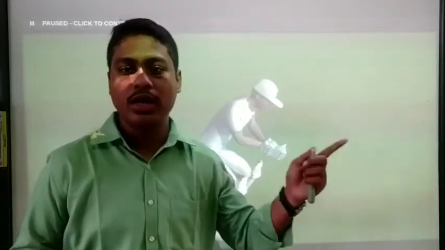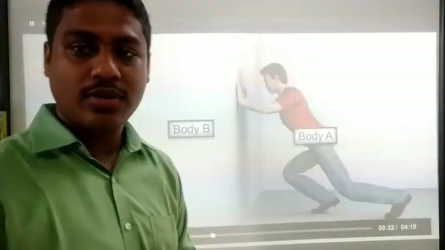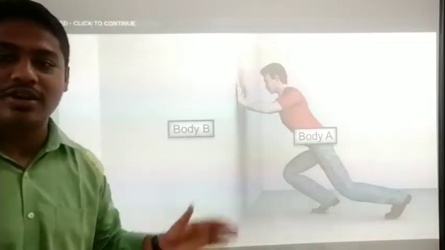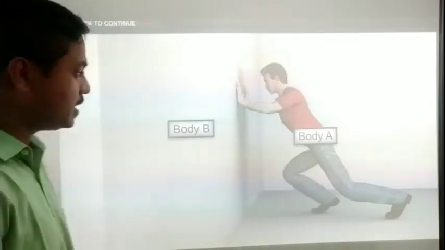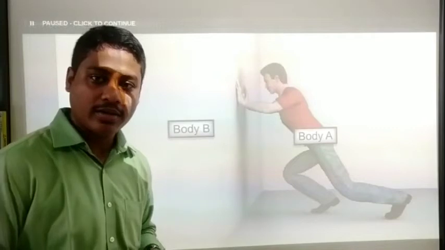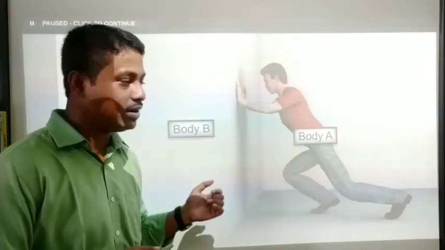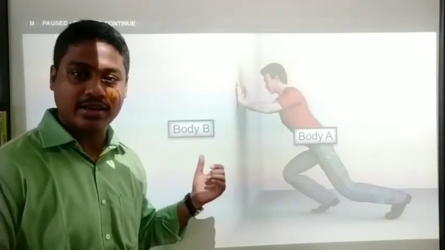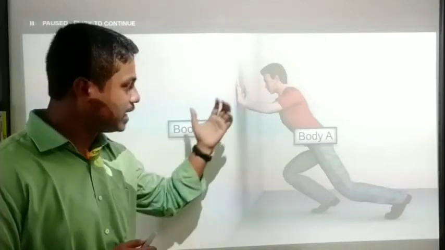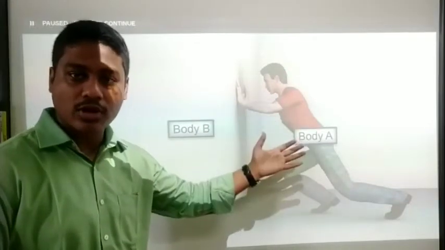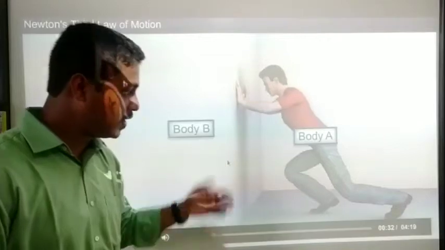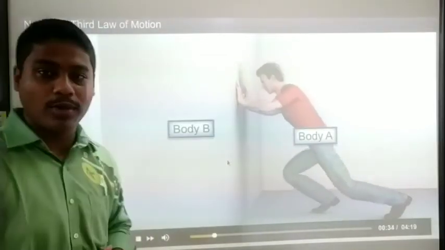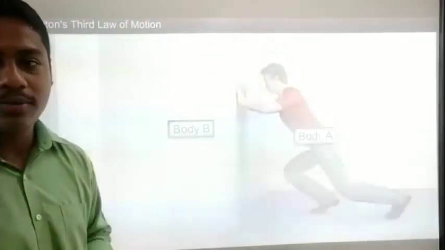Let us move to Newton's third law of motion. Okay, next we have Newton's third law of motion. As you can see, a person is pushing a wall. As we know, he cannot push the wall because it is static and has more force than his muscular force. In the video, he is trying to push the wall, but he is not able to move the wall. Why?